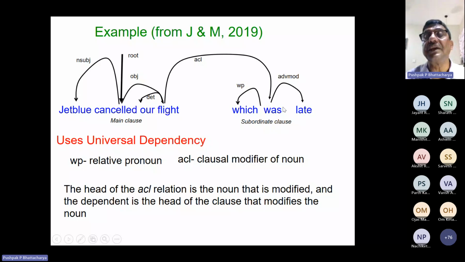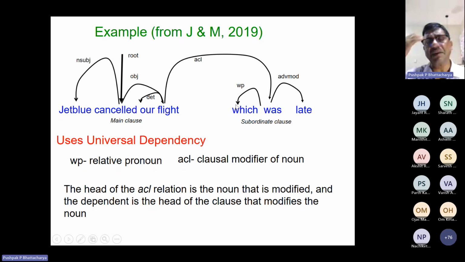So which was late? Was late, it's an adverbial modifier. So it is between the verb of the clause, which was late, and the word late. This is the adverbial modifier, adv modifier. And then let us see if there is a path between intervening words. Yes, flight to was, there is an arc. So flight is head, was is the modifier. Between them there is which. So there is a path. Flight to was to which.